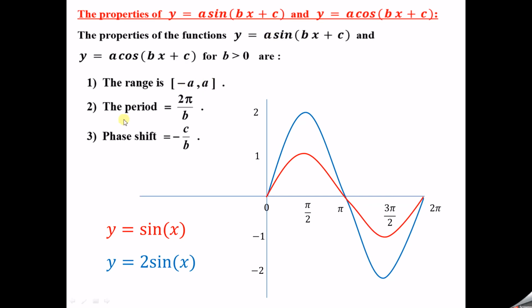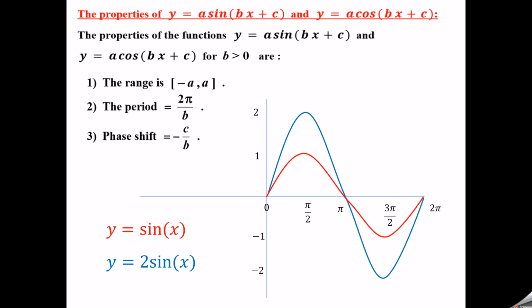And the period: in general, the sin x period we know is 2 pi and the cosine x period is also 2 pi, but if there is a sin bx plus c, where the x coefficient is b, then the period is 2 pi by b. 2 pi by b is the period for a sin bx plus c as well as a cosine bx plus c. Similarly, the phase shift for a sin bx plus c is minus c by b. We will see what we mean by this.